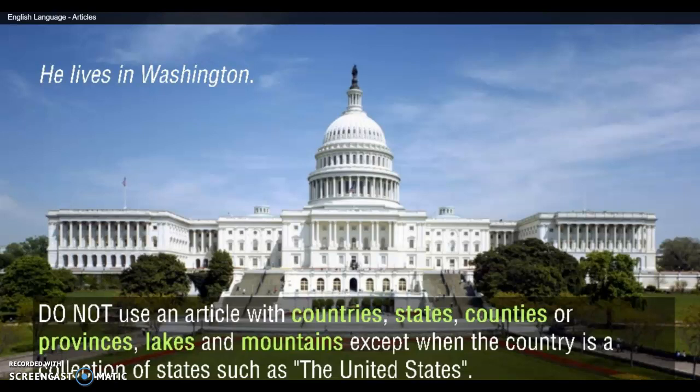Lakes like Lake Gaston, Lake Michigan, and then mountains, like the Rocky Mountains, Jiri Mountain, Namsan Mountain, those are Korean terms, Mount McKinley, except when a country is a collection of states like the United States, or a collection of mountains like the Rocky Mountains.